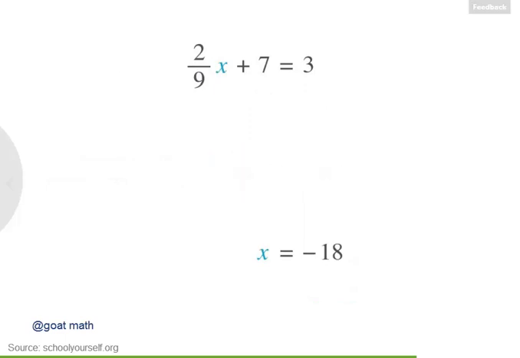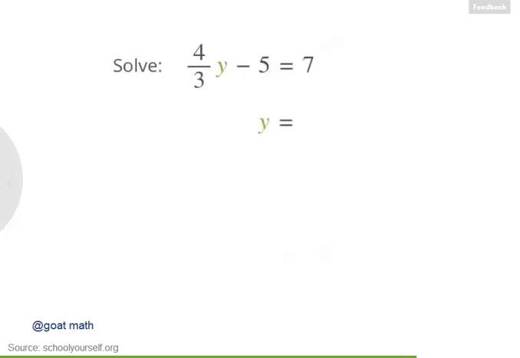Let's quickly double check that answer. If we plug in negative 18 for x, is this equation true? Well, 2/9 times negative 18 equals negative 4. And sure enough, negative 4 plus 7 equals 3. So this checks out, and negative 18 was the correct answer.